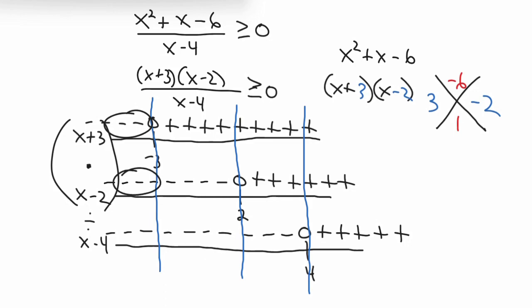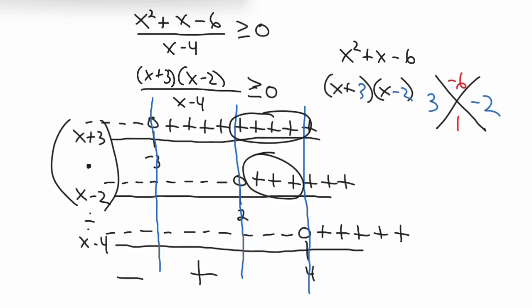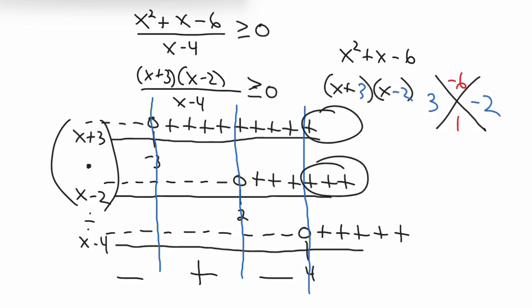Negative times a negative is a positive. A positive divided by a negative is a negative. So that section is negative. Here we got a positive times a negative. That's a negative. A negative divided by a negative is a positive. A positive times a positive is a positive. A positive divided by a negative is a negative. And in the last section we have a positive times a positive is a positive. A positive divided by a positive is a positive.